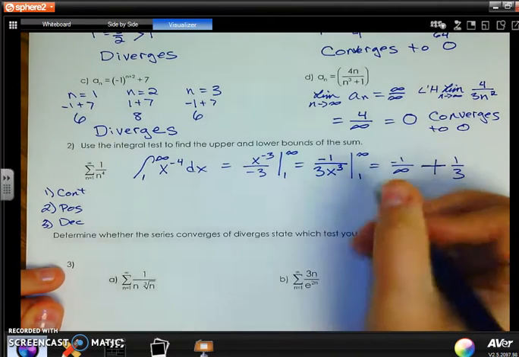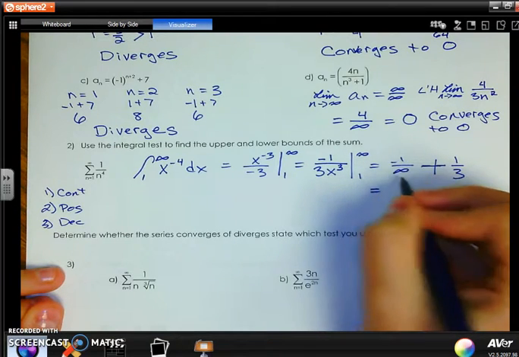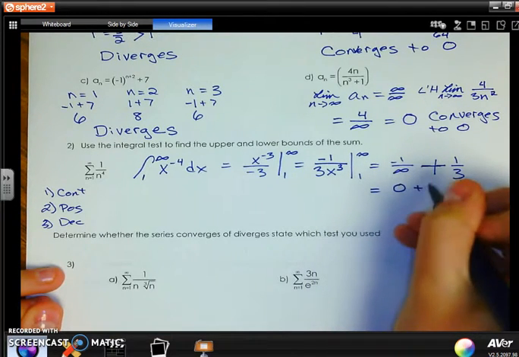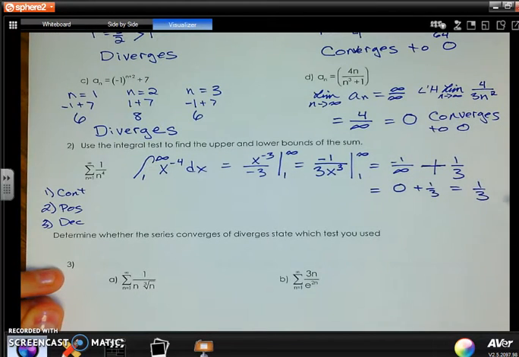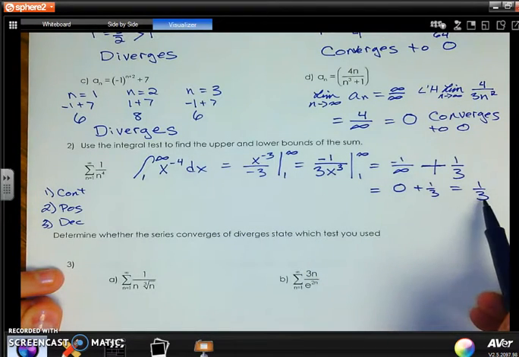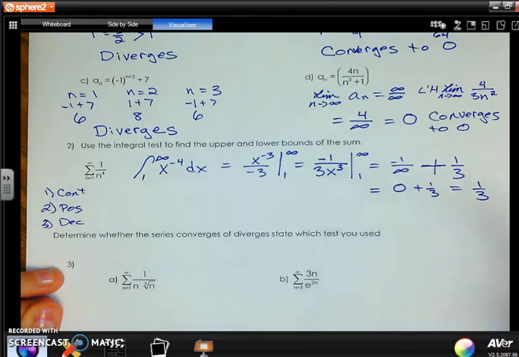Okay. Then from there, I can say, well, 1 divided by infinity is 0. 0 plus 1/3 equals 1/3. So this does converge, okay? Now, the integral converges to a third. What does that mean for the summation? Well, it means the summation's going to converge by the integral test.